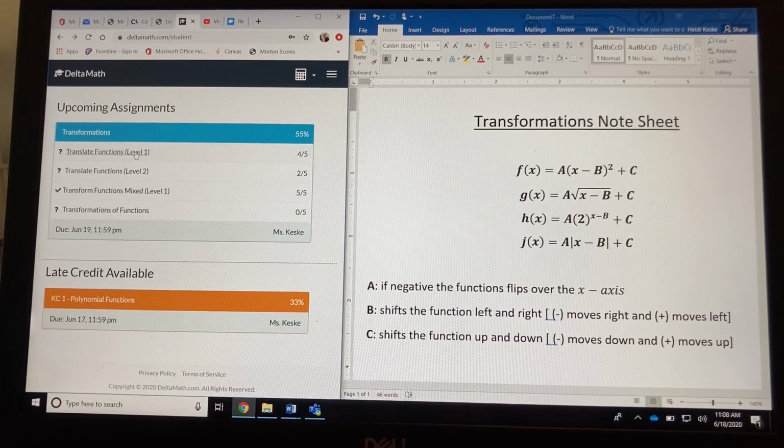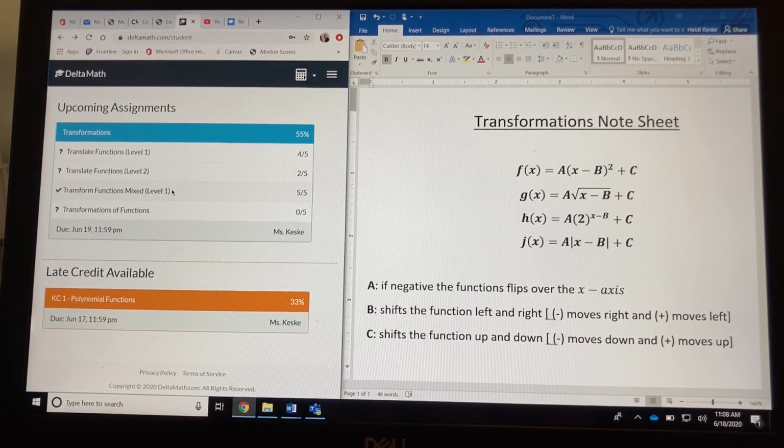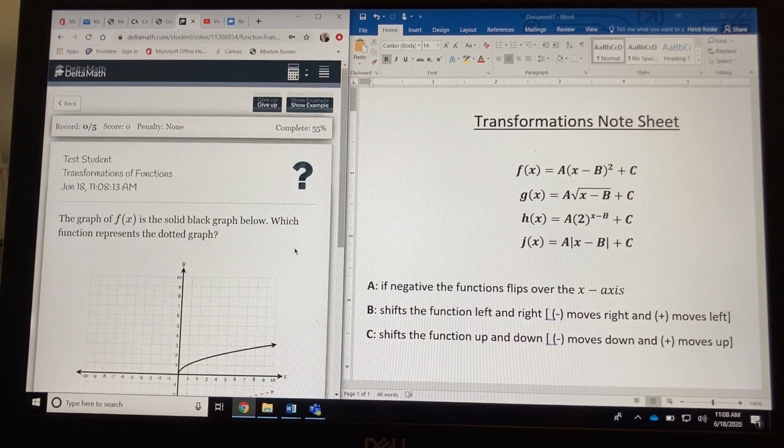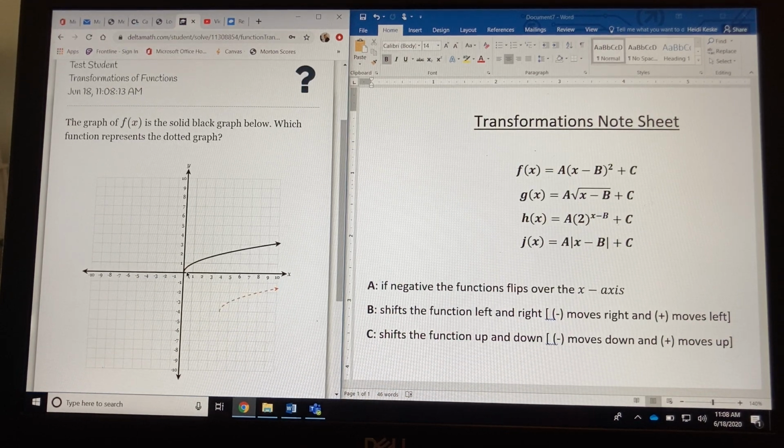So the first 3 types of questions are all pretty much the same. You're just looking at the function and moving it based on what it shows here. The last question is a little bit different. It gives you the solid graph, black one, which is the starting point, and then they want to know which equation is the dotted one.